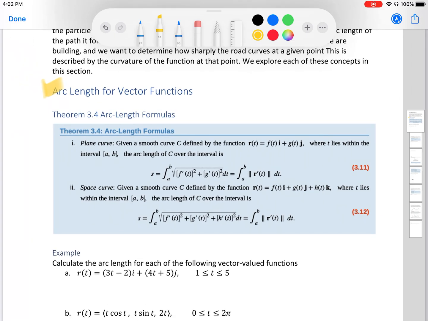Theorem 3.4, Arc length formulas. For a plane curve, given a smooth curve C defined by the function r of t equals f of t i plus g of t j, where t lies within the interval [a, b], the arc length of C over the interval is s equals the integral from a to b of the square root of f prime of t squared plus g prime of t squared dt. It can also be defined as the integral from a to b of the magnitude of r prime of t.